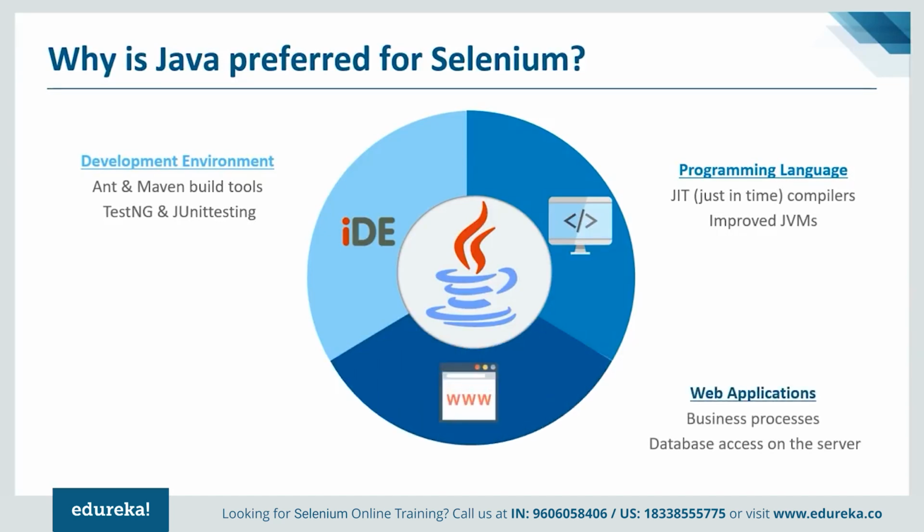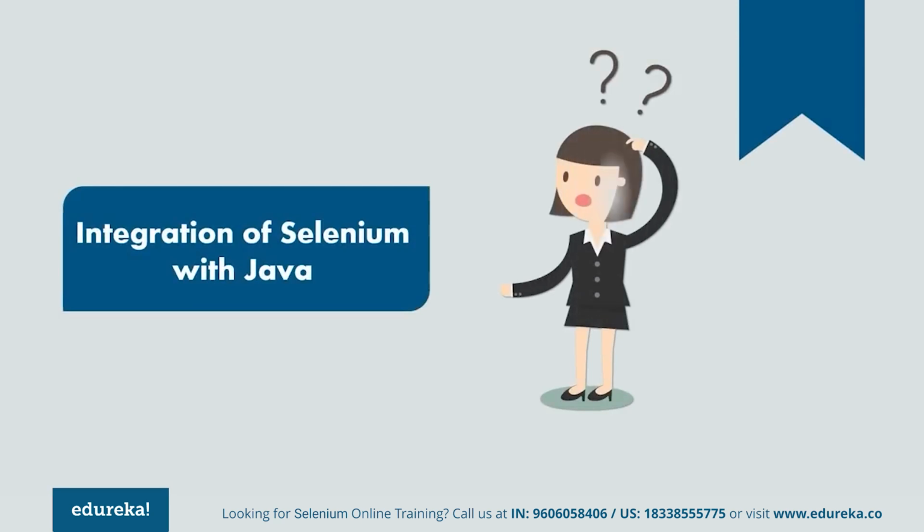Now, Java is a preferred language for developing web applications that involve serious business processes and database access on the server. So the applications that are widely tested are generally written in Java. Also, the Java promise of write once, run anywhere is quite powerful. So now let's move ahead and see how we integrate the Java programs with Selenium.